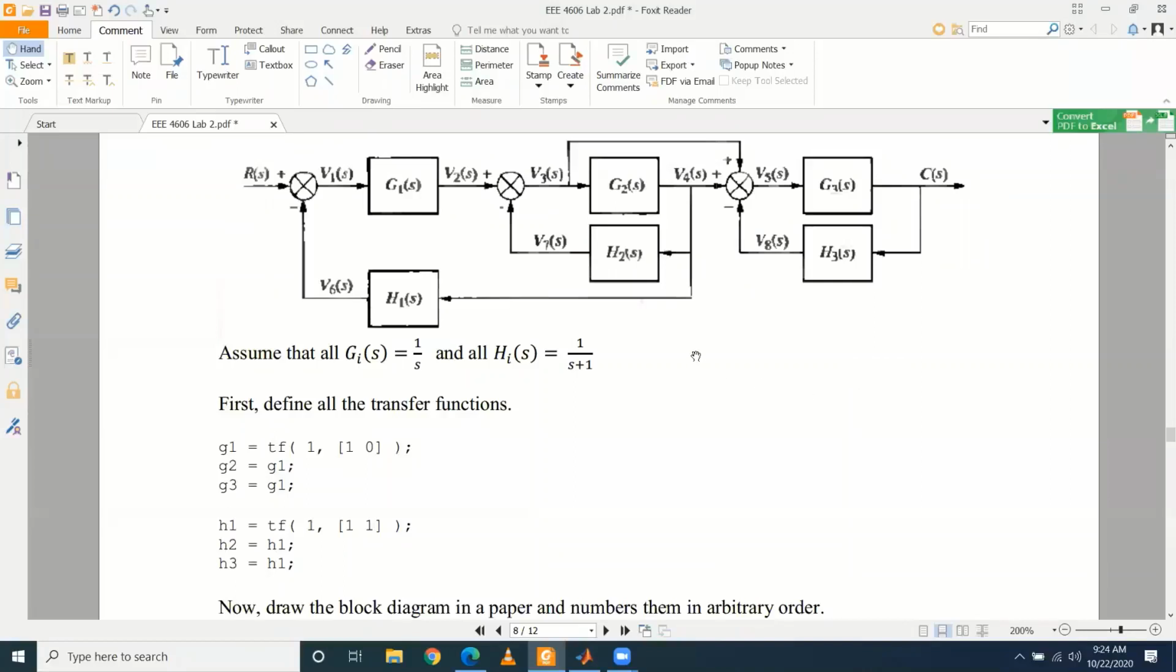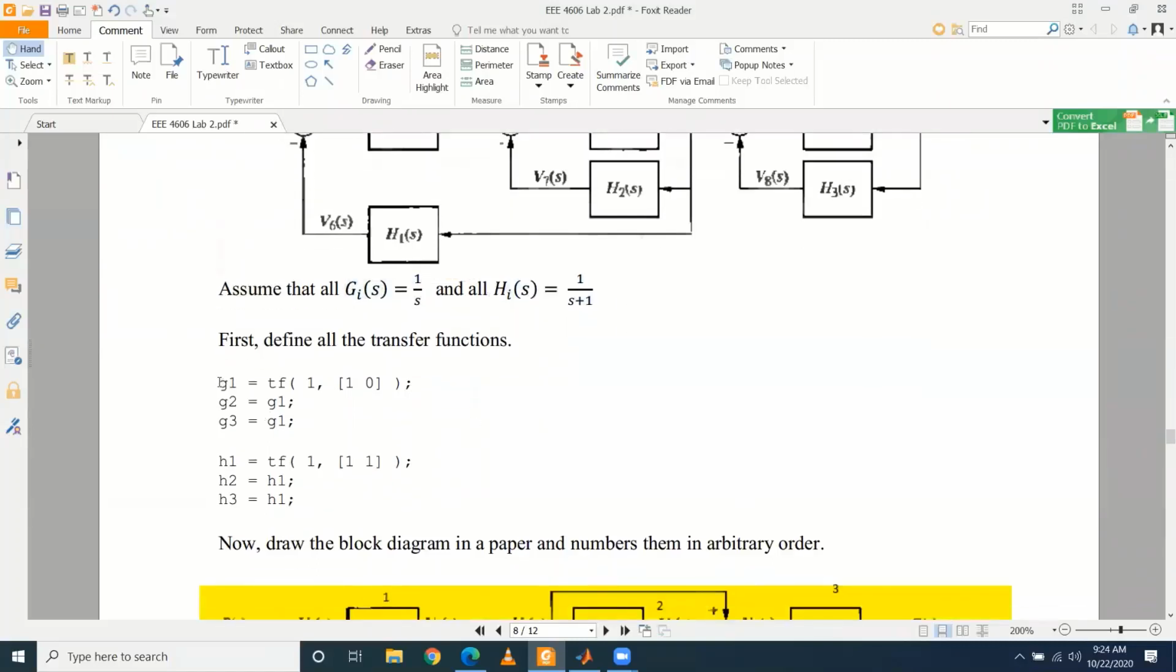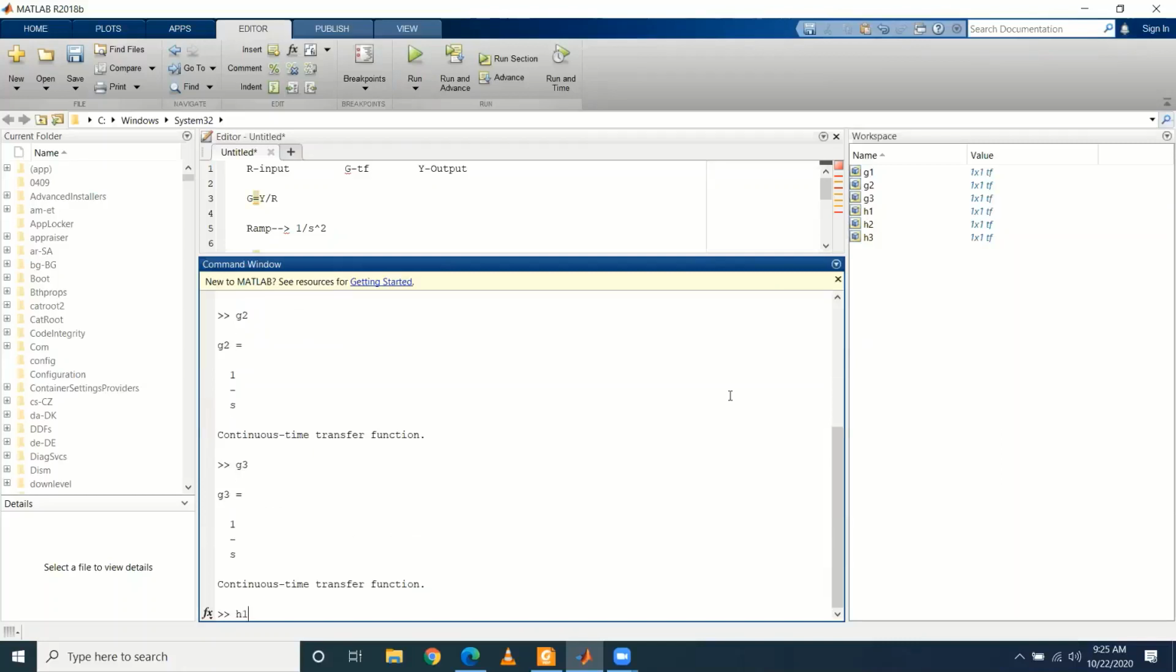So let's take a look at this example. We have 6 blocks, 6 transfer functions: G1, G2, G3, H1, H2, H3. For simplicity's sake, we'll assume all the G's are similar and all the H blocks are similar. Let's define them using TF, very easy. G1, G2, G3, H1, H2, H3. We have defined them: G1, 1 by s; G2, 1 by s; G3, 1 by s; H1, 1 by s plus 1; same for H2, same for H3.